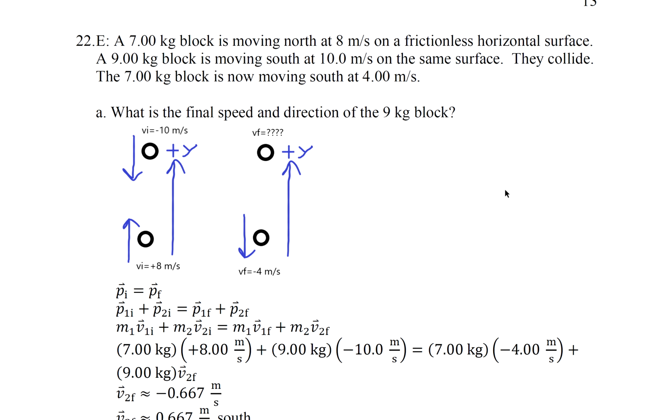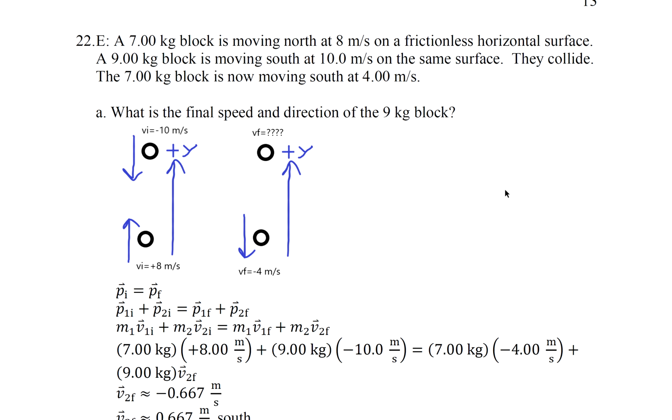Question 22. A 7 kilogram block is moving north at 8 meters per second on a frictionless horizontal surface. A 9 kilogram block is moving south at 10 meters per second on the same surface. They collide. The 7 kilogram block is now moving south at 4 meters per second. So draw an image. Draw an initial and a final. And why don't you also label a positive x or positive y axis? I said positive y is north.